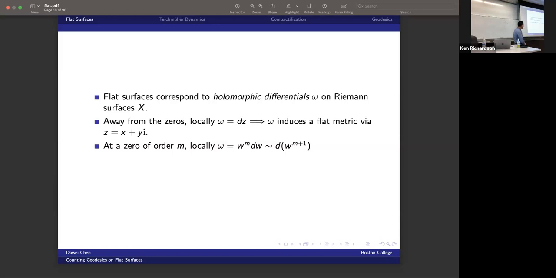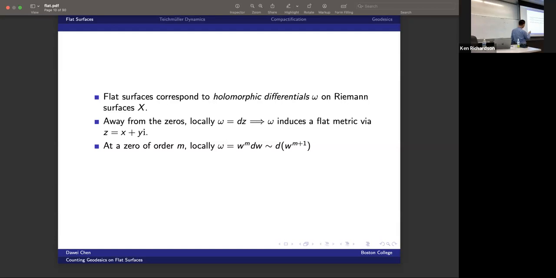Then again, you can choose a suitable local coordinate, which I denote by w, to write locally nearby the zero, omega is w to the m times dw. Okay, then at the center when w becomes zero, you get a zero of the one form of order m. But if I think of this expression w to the m dw, I can rewrite it, up to a non-zero scalar, as d of w raised to the m plus first power. And if you compare the two expressions, the one nearby where w is not zero and the special point where w has a zero of given order, it looks like z should be related to w to the m plus first power.